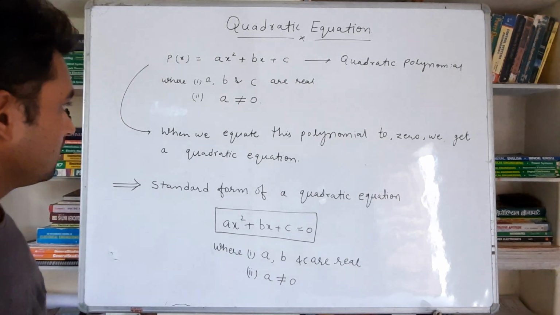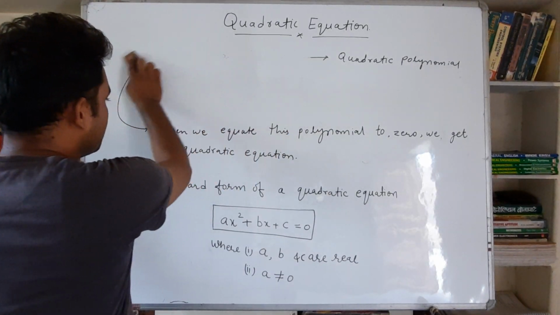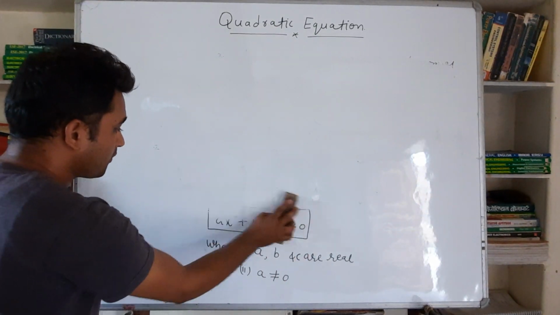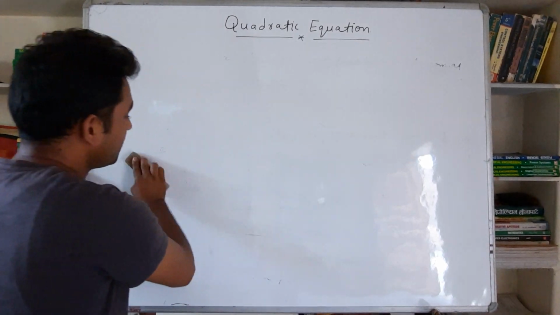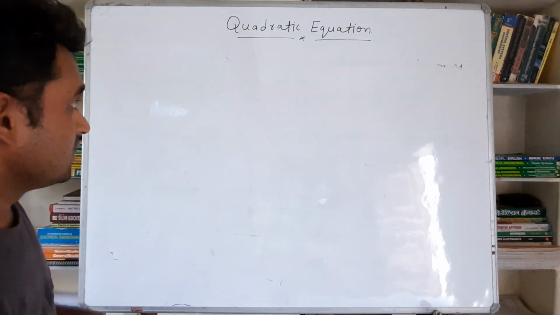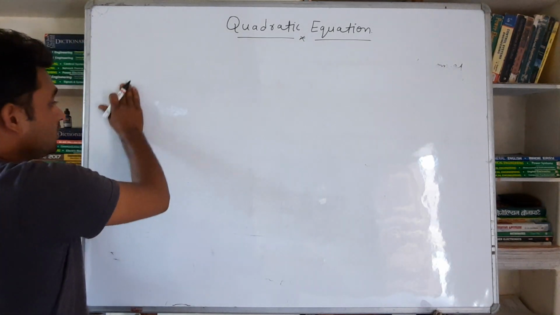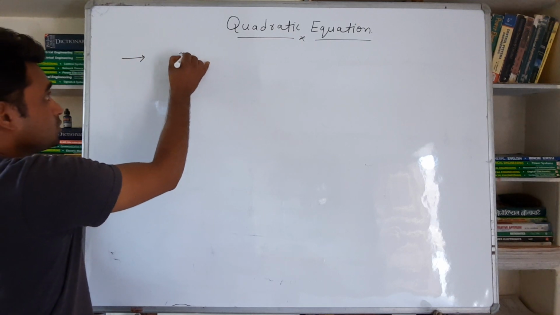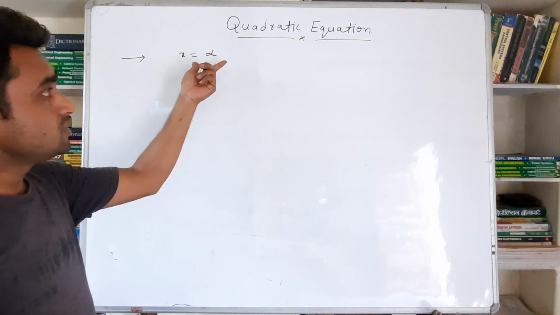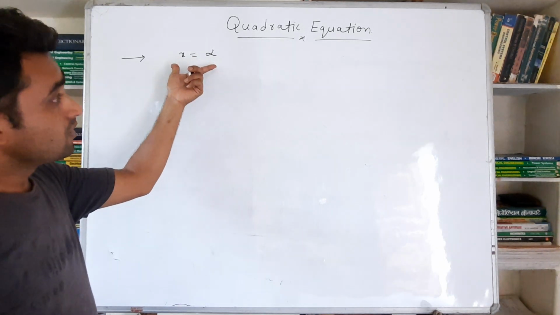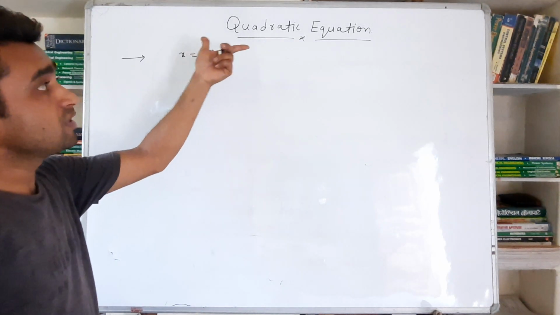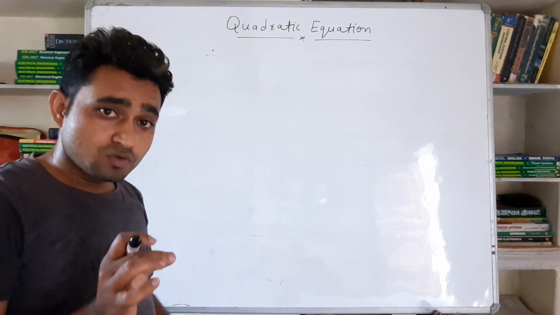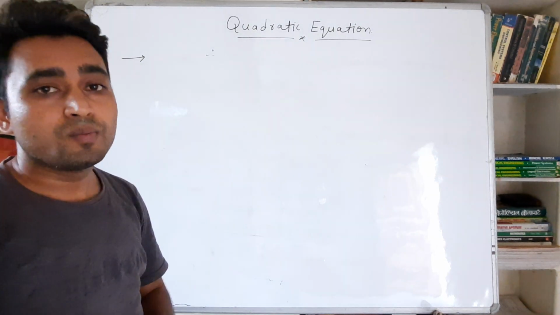So these are the conditions for the standard form of the quadratic equation. Now further, if we talk about a quadratic polynomial or quadratic equation, then there is a root of a quadratic equation or there are zeros of a quadratic polynomial. These are not different, these are the same thing. If we say that x equals alpha is a zero of a quadratic polynomial, then this is a root of the quadratic equation, or we can say a solution of the quadratic equation. So there is no difference between a root or solution of a quadratic equation and zeros of a quadratic polynomial.